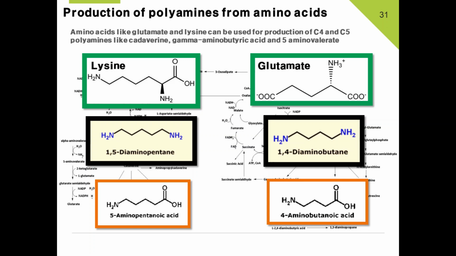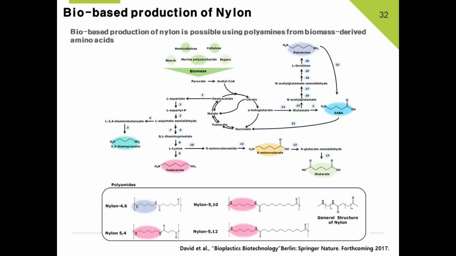Now, bio-based production of nylon is possible by using polyamines like cadaverine and putrescine from biomass-derived amino acids. So this is just a slide to show you the different nylon that each diamine can produce. So cadaverine is mostly involved with nylon 5,6, 5,10, 5,12, and 5,4. It's mostly used with sebacic acid. Cadaverine polymerized with sebacic acid. Nylon 4,6 is from putrescine. And I think it is also polymerized with sebacic acid to produce this nylon.